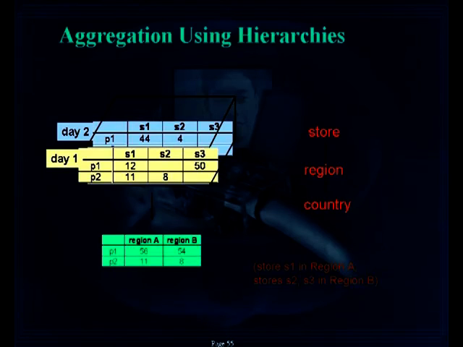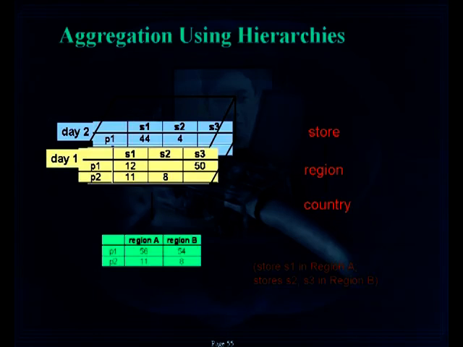For example, store S1, say, is in region A, and store S2 is in region B, and store S3 is in region B, say. Then if you want to compute the total sales for each region, I can compute the total sales for product P1 in region A, and similarly the total sales for P1 in region B.